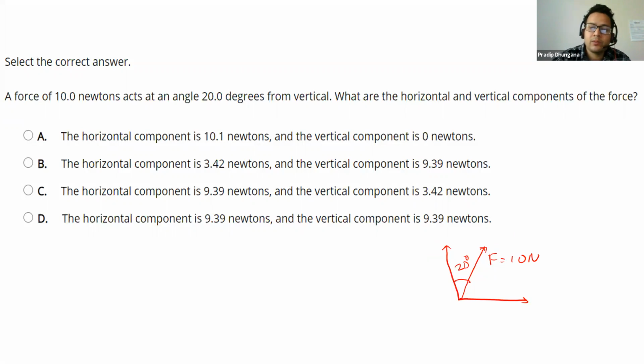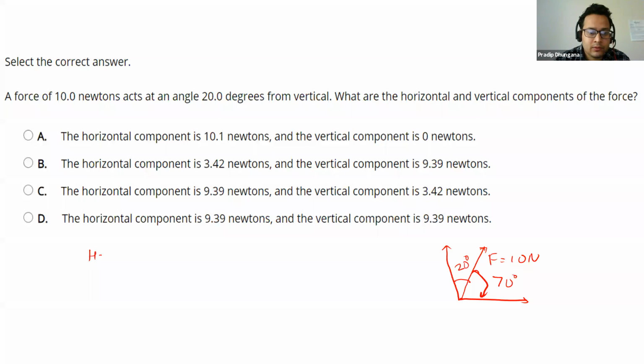So whenever we want to find out components, at first we always want to find the direction. The direction is from the horizontal axis, or from the x-axis. So in this case, I want to find the angle that force makes to the horizontal direction, this angle. So if it is 20, this is your right angle, so it's 70 degrees. Now horizontal component, it will always be force times cosine theta. Vertical component, it will always be force times sine theta.